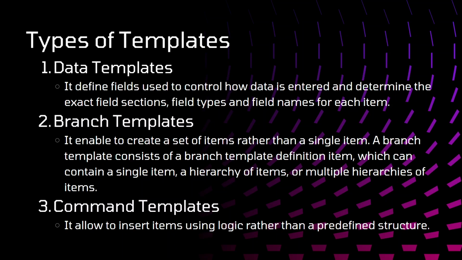A branch template enables creating a set of items rather than a single item. A branch template consists of a branch template definition item, which can contain a single item, a hierarchy of items, or multiple hierarchies of items. The use case is where we want multiple items nested inside a single item and we need to create multiple copies of that hierarchy. We create a simple branch template for this and replicate those items here in our content tree.